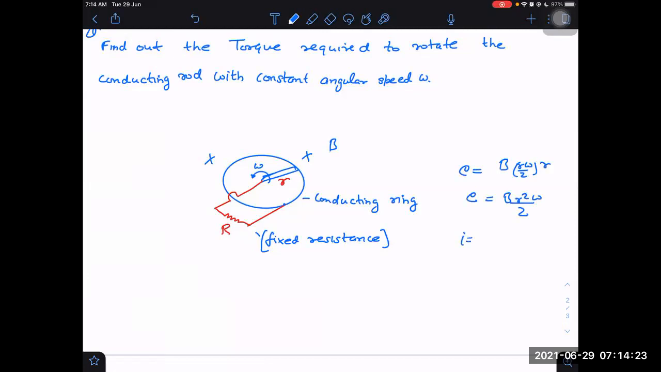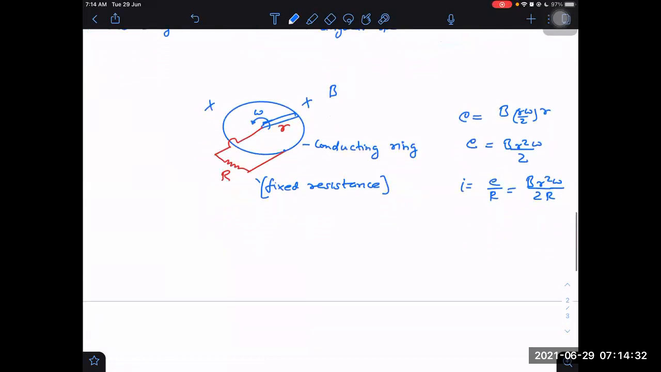And what will be current? Current is EMF divided by resistance, B R square omega by 2 capital R. If you know the current also, then now you tell me what is the value of force or torque. Can you find out the force acting on this? Force we can find out, but we don't need just force only, we need torque. How to find out the torque here?